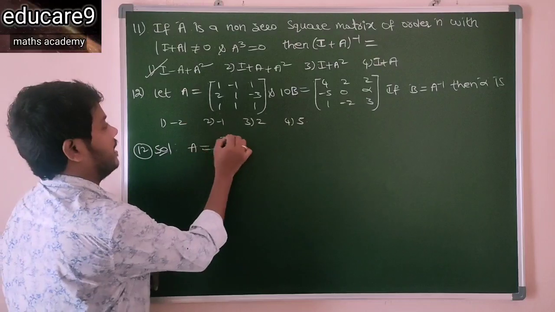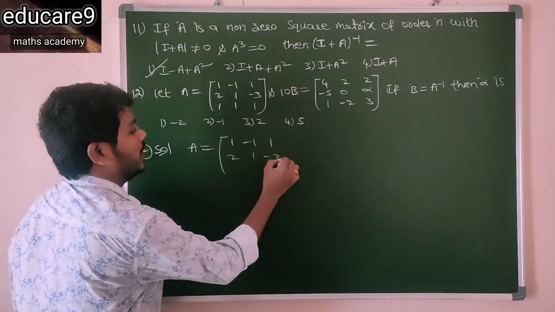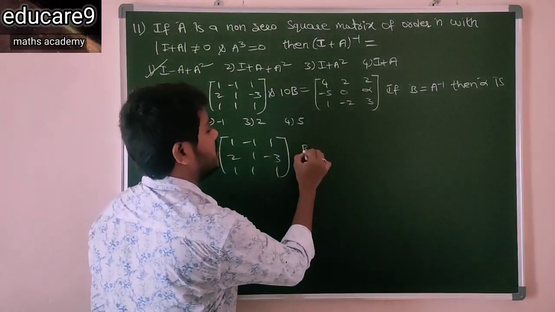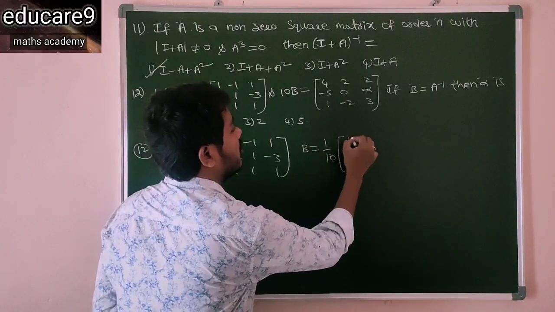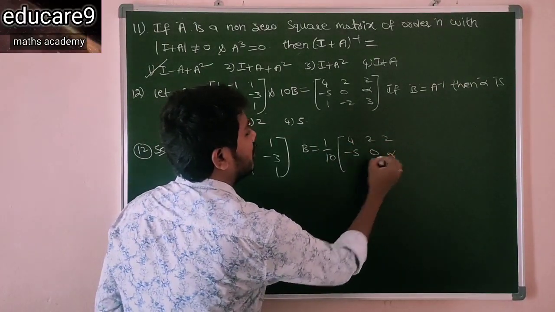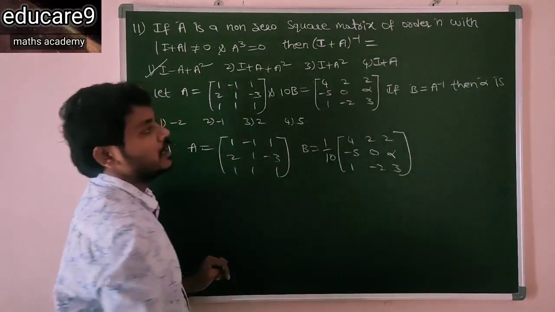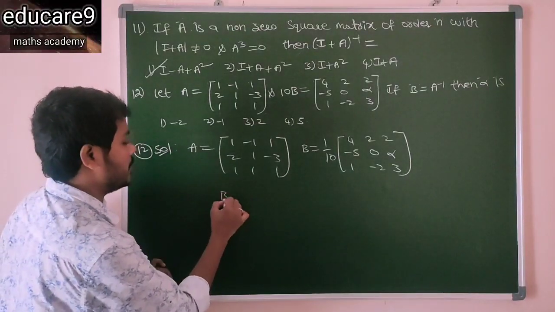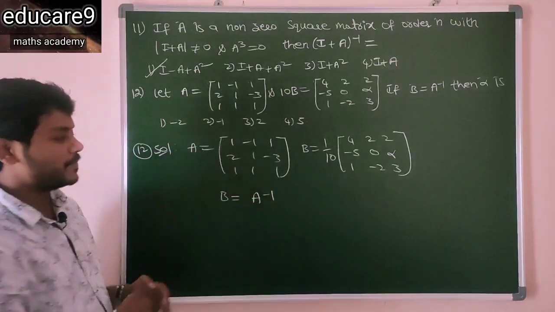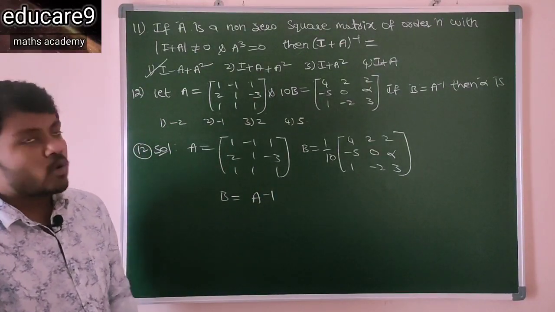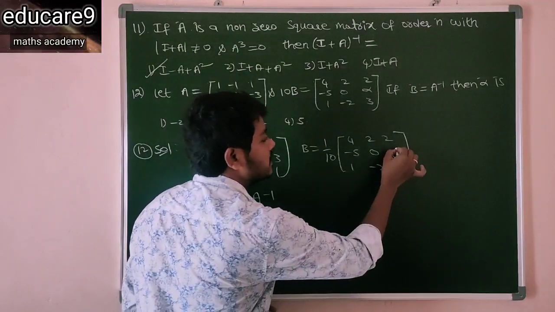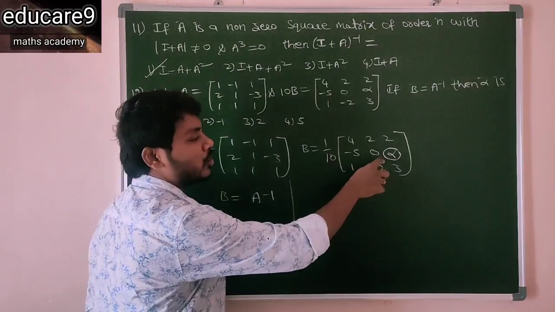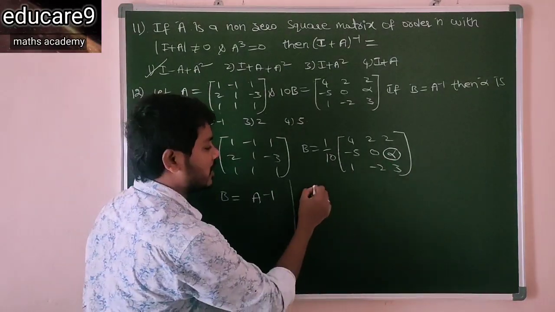So next, see the 12th one. Matrix A is given, that is A is equal to [1, -1, 1; 2, 1, -3; 1, 1, 1]. So this is 10B, so B is equal to 1 by 10 times [4, 2, 2; -5, 0, alpha; 1, -2, 3]. If B is equal to A inverse, then find the alpha value. So B is given, that is A inverse. Here you want to find alpha, that is the second row last element in matrix B. Second row last element is alpha by 10.